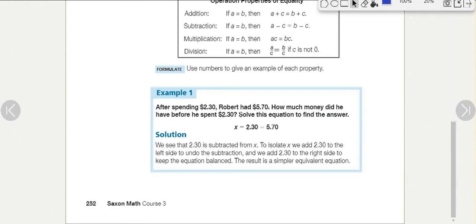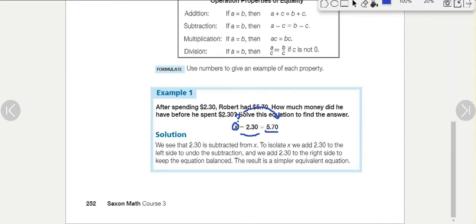After spending $2.30, so spending means subtracting the $2.30 from, we don't know how much he started with, but he ended up with $5.70. How much money did he have at the beginning? Sort of like a sum someone away problem. How could we get x alone so that we can figure out what its value is? Because it's going to be the same as whatever's left over here. How do I do that?